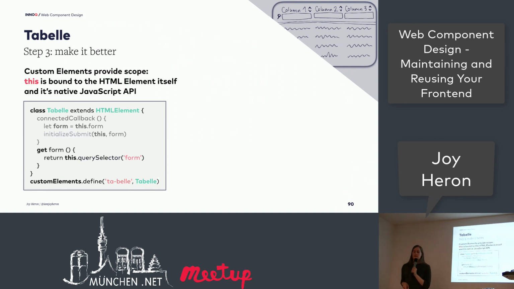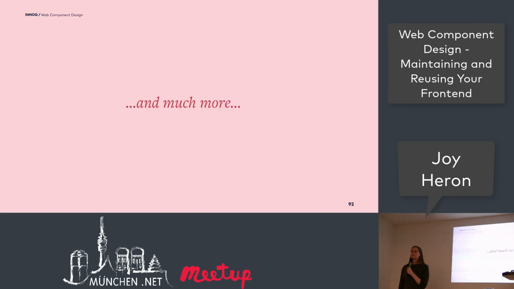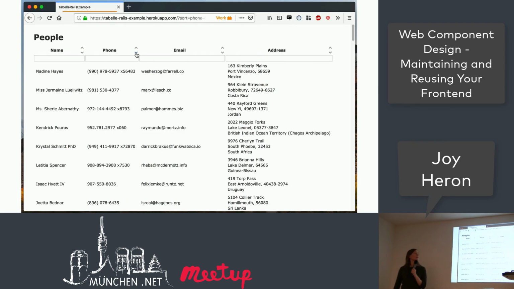Custom elements also provide scope, and this function is bound to the HTML element itself and its native JavaScript API. We can also make the implementation more dynamic by triggering submits when an input element changes, remembering to debounce the keyup events if we're adding a listener to an input type text element. And we can do so much more. We can really do a lot here to make our tabella interactive. But that's all I really have for you tonight.